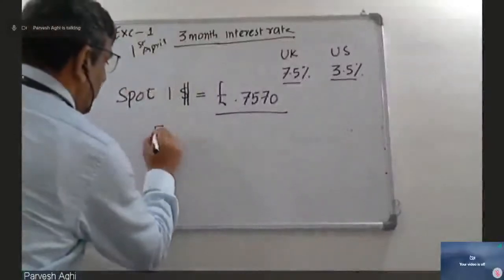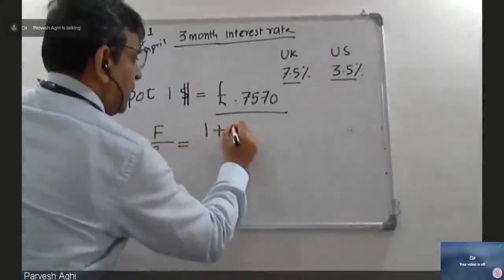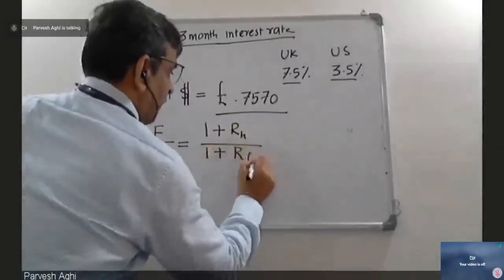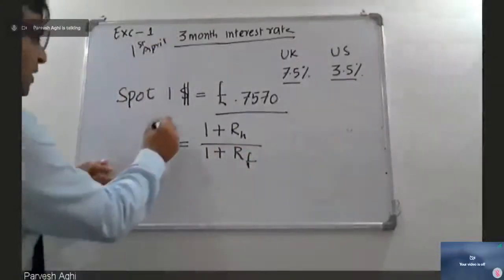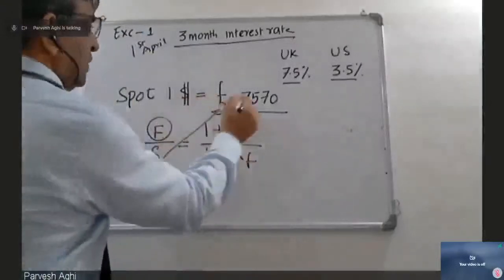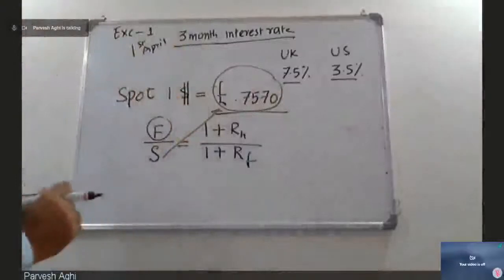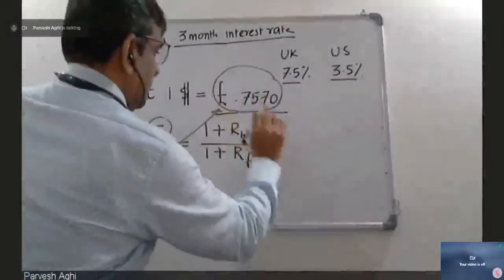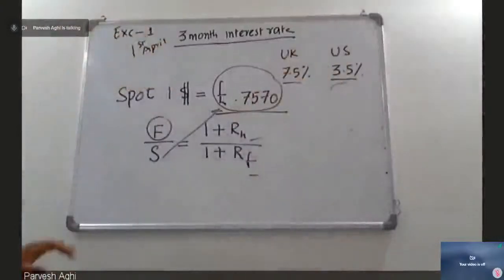So if you remember, the formula is F divided by S is equal to (1 plus RH) divided by (1 plus RF). Here, the forward rate, which we need to find out; the spot rate is given here. I told you, if you look at the currency, this is your home currency and this is your foreign currency. So this rate is given, and on the right hand side you will have the home currency. So H will be this way and F will be this way. Okay, so let's solve it.